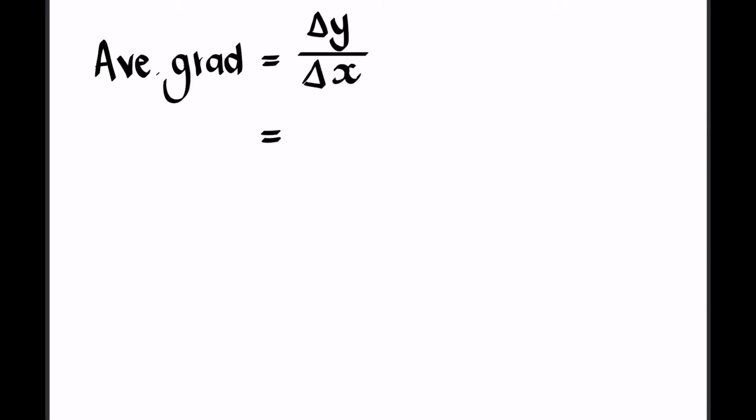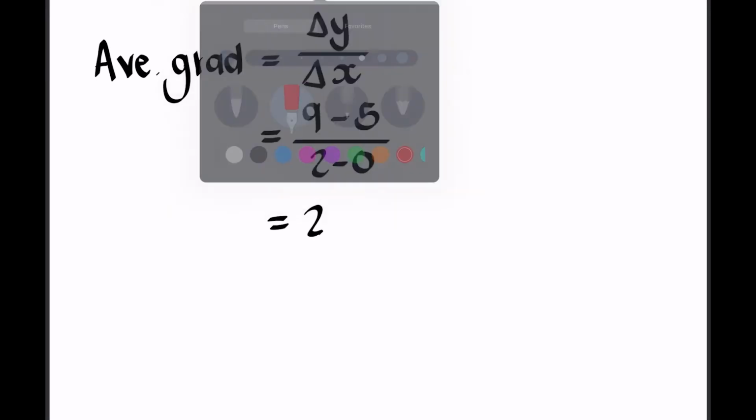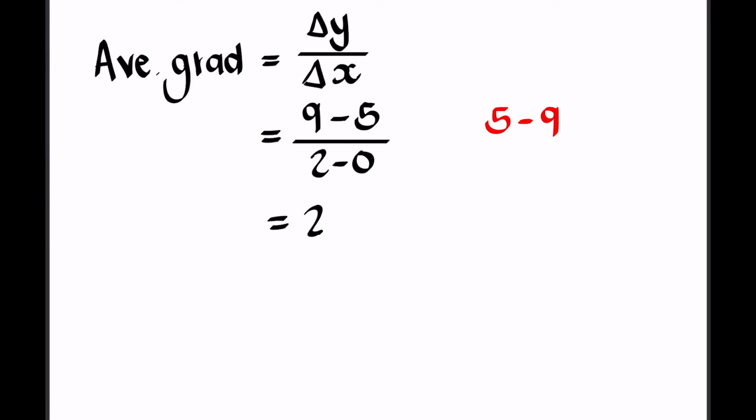So the two y values, we're going to find the average gradient between point A and point C. It doesn't matter if we swap the A and the C around, but remember you can't swap the x and the y around. So the average gradient will be the y minus the y divided by the x minus the x. So the average gradient, 9 minus 5 over 2 minus 0, comes to 2. Remember, it doesn't matter if we have 5 minus 9 over 0 minus 2. We're still going to get the exact same answer.